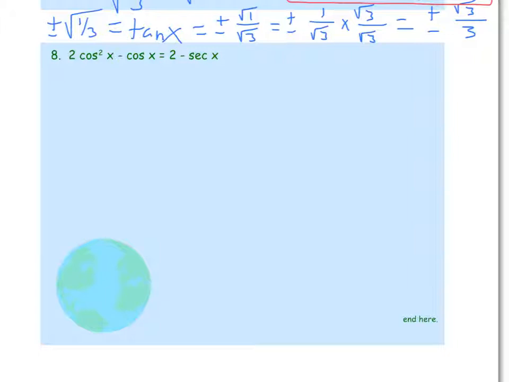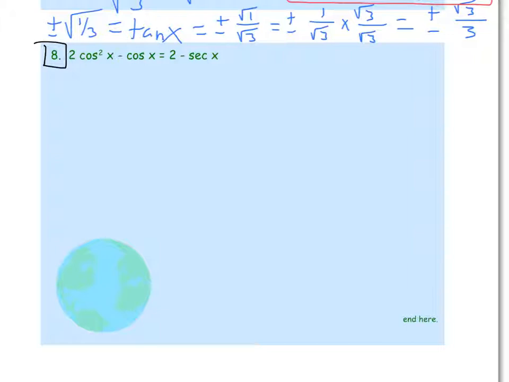Here is number 8. Okay, a lot going on in this one. We have 2 cosine squared of x minus cosine of x. And what I think we will do with this one is, as far as examples go, call it quits. I think this would be a great one for you to look at on your own. If you have any questions on this one at all, obviously let's talk about those more in class.